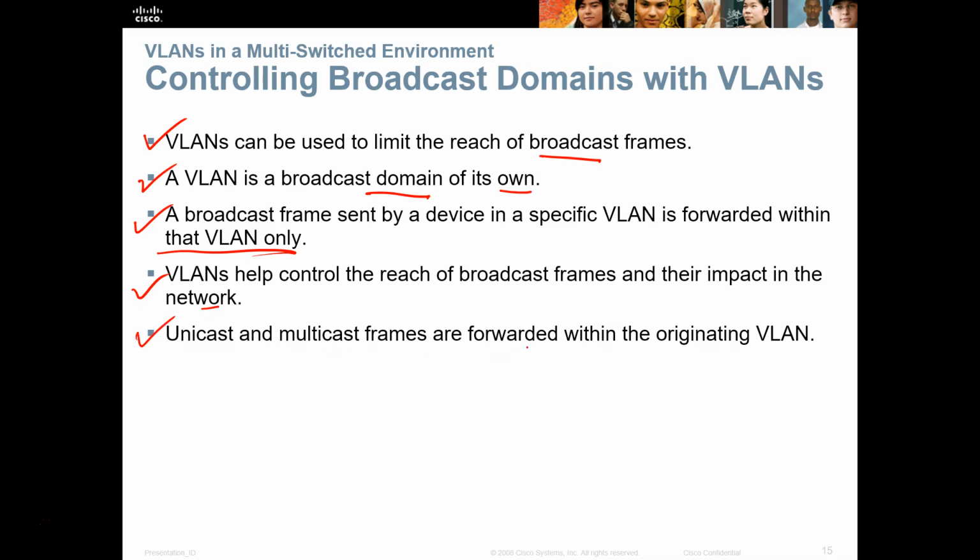Unicast and multicast frames are forwarded within their originating VLAN. You still need to route to enter another VLAN.